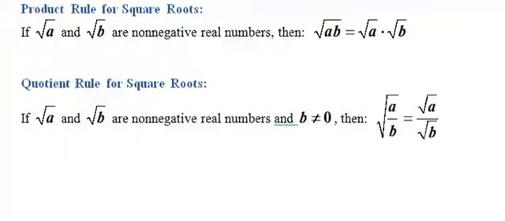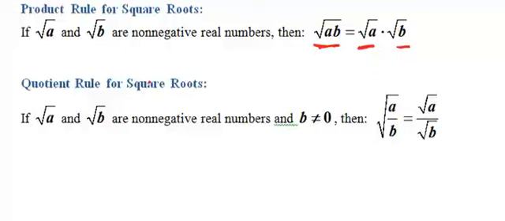Let's recall we have the product rule for square roots, which says if the square root of a and the square root of b are non-negative real numbers, then we can say the square root of ab equals the square root of a times the square root of b. Now there are times when we have them separated and we want to push them together under one radical. We can do that. When we simplify, we actually have something that we're going to want to pull apart.